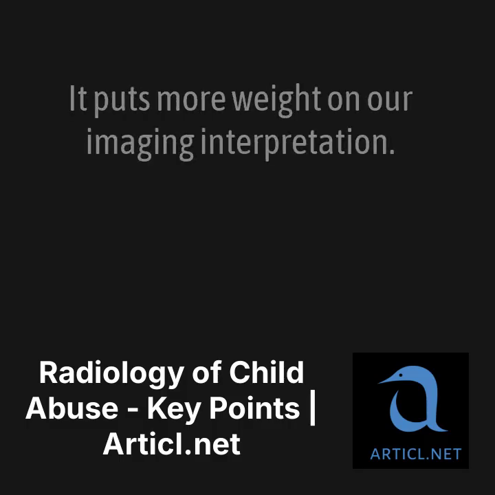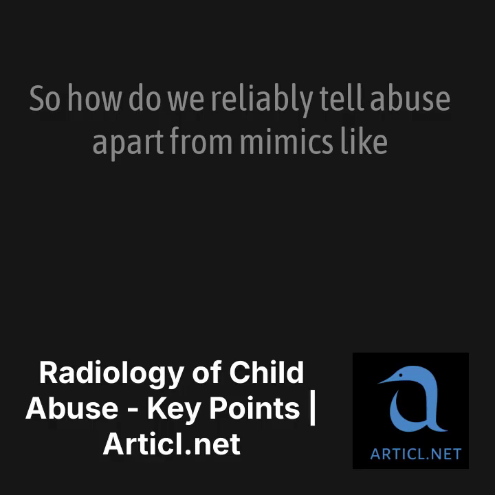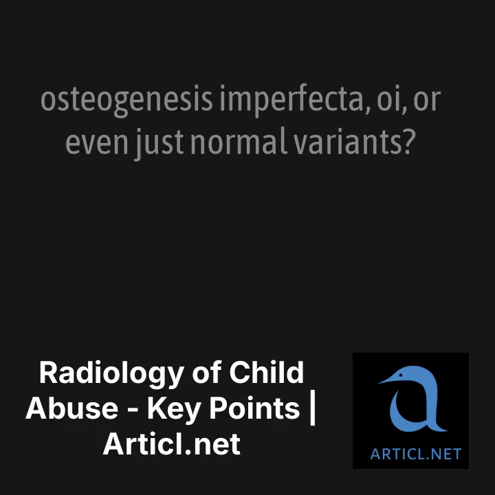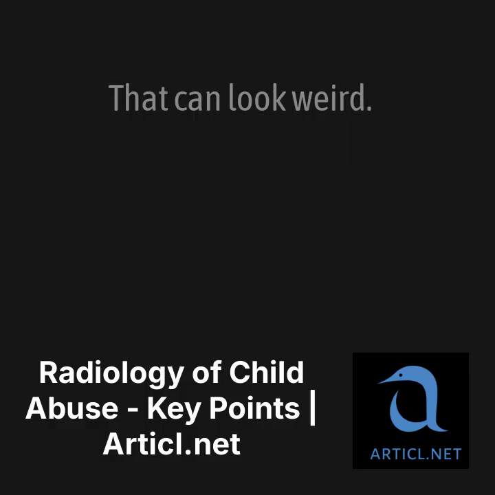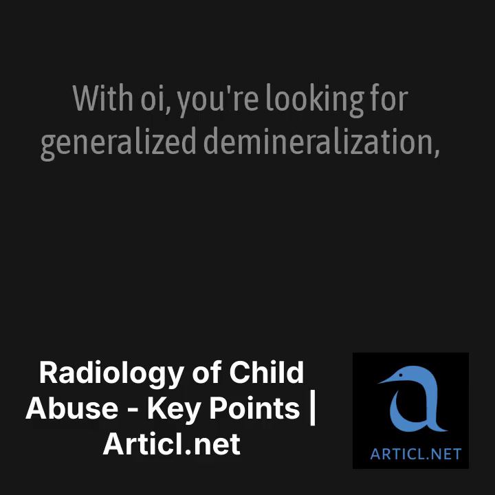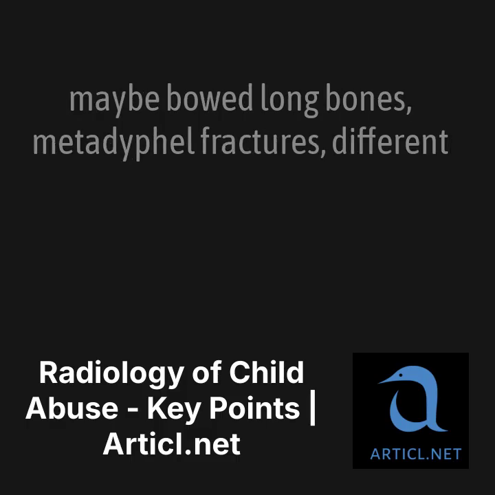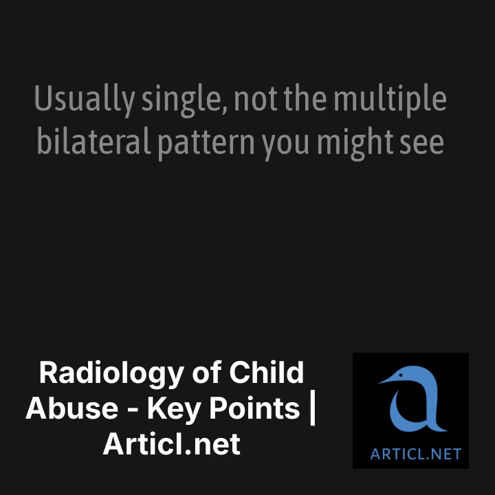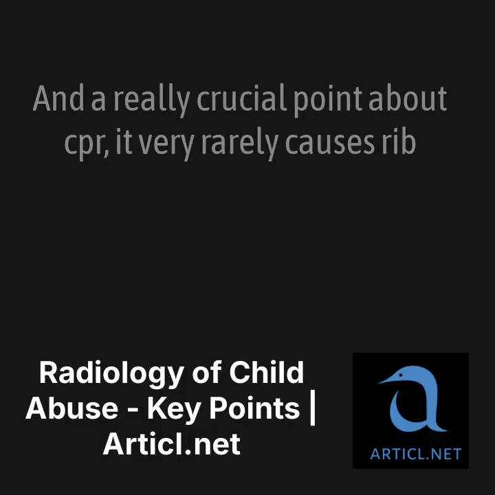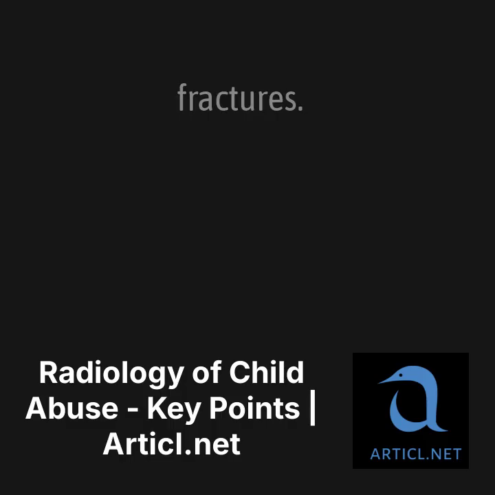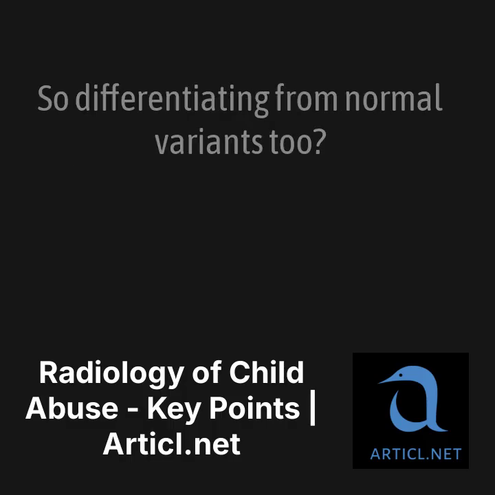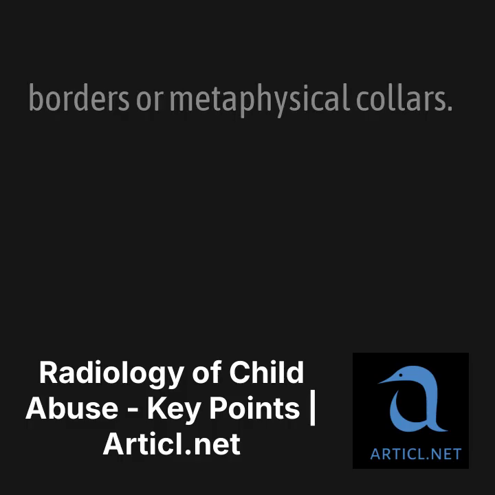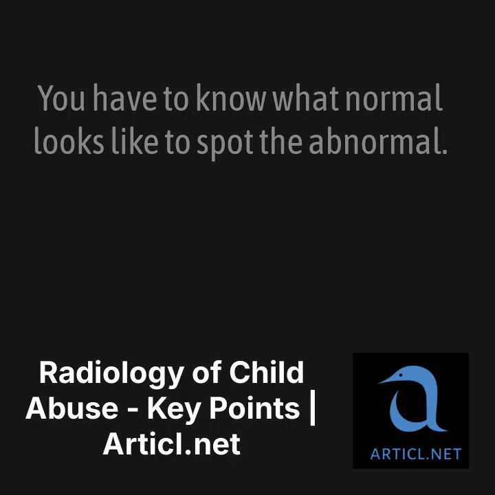Exactly. It puts more weight on our imaging interpretation. So how do we reliably tell abuse apart from mimics, like osteogenesis imperfecta, OI, or even just normal variants that can look weird? Yeah, this is where careful analysis is vital. With OI, you're looking for generalized demineralization, maybe bowed long bones, metadiaphyseal fractures different from the metaphyseal CMLs in abuse. And rib fractures in OI are typically rare, usually single, not the multiple bilateral pattern you might see in abuse. And a really crucial point about CPR: it very rarely causes rib fractures, and it has never been reported to cause posterior rib fractures. Good to know. So differentiating from normal variants too. Yes, things like normally pointed metaphyseal borders or metaphyseal collars. You have to know what normal looks like to spot the abnormal.